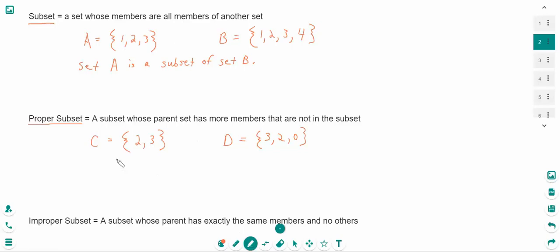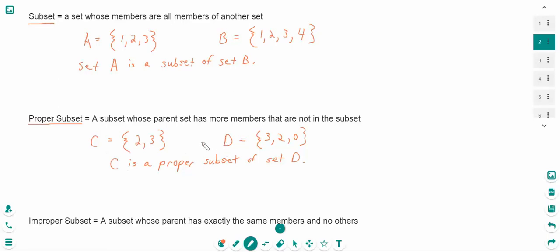Now we can say C is a proper subset of set D. All right, so hopefully you understand that. And maybe just to throw this at you, I might ask you, is D a subset of C? Is D a subset of C? What do you think? Well, the answer is no.